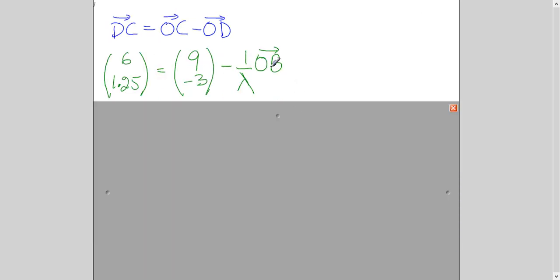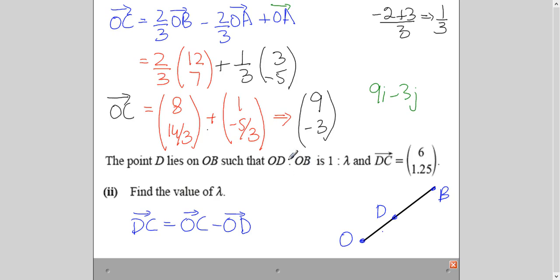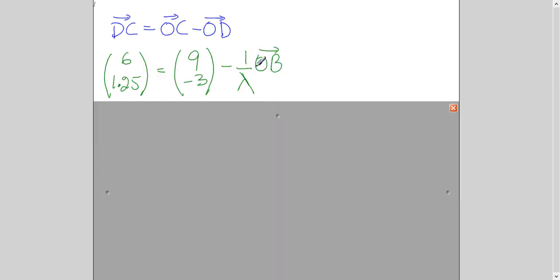1 upon lambda OB. How did I get this? If you see from here, you can write OD upon OB is equals to 1 upon lambda, right? If you write it in this form, so your OD is equals to 1 upon lambda times OB. So this is how I have gotten this information of vector OD, and I have replaced it here.